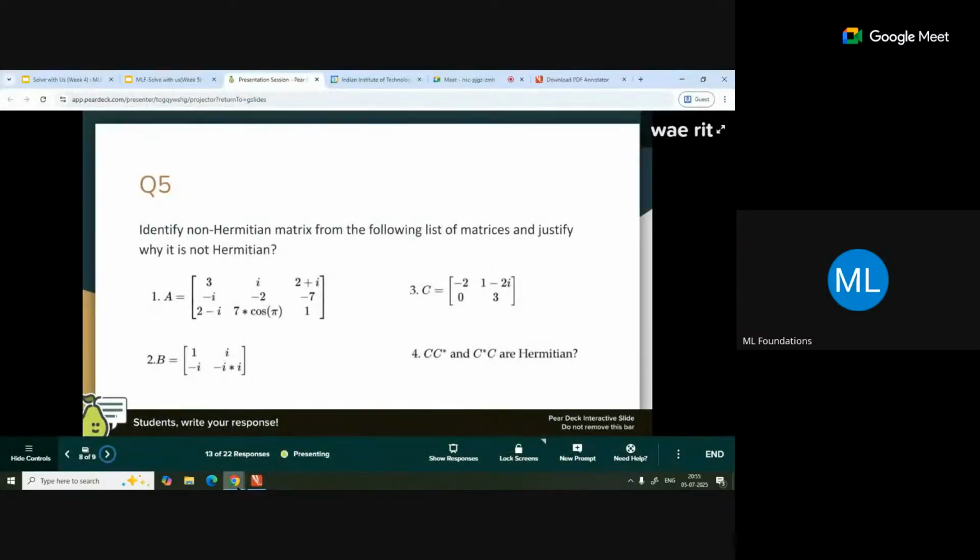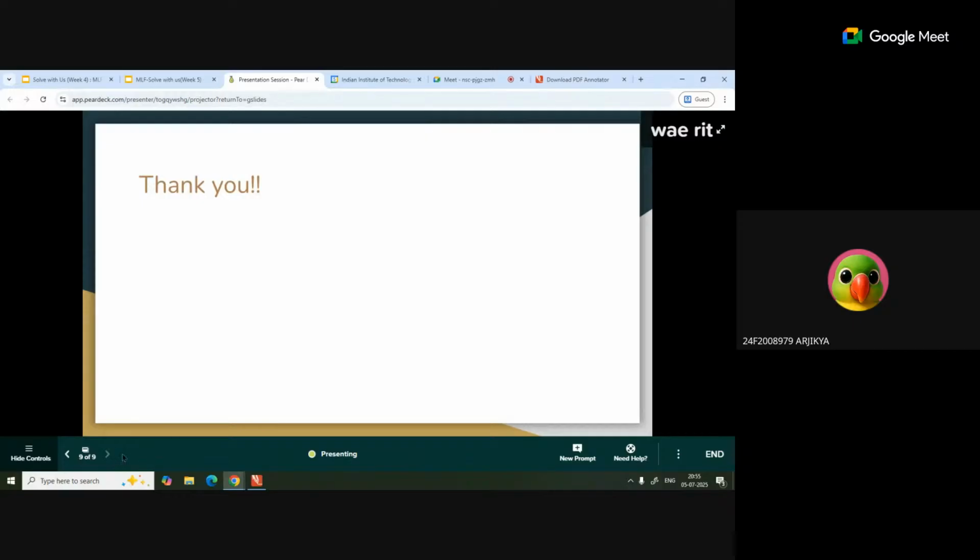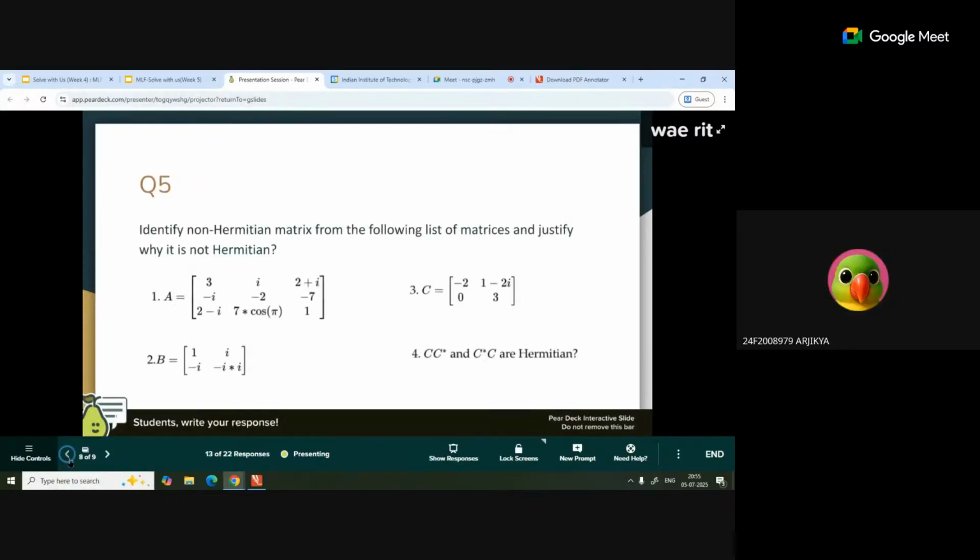Done. Yes, okay. I have a few doubts regarding this last one. Sir, is this C some sort of special case? How can you say that it is a special case? Yeah, because C is not Hermitian, but C star becomes Hermitian.